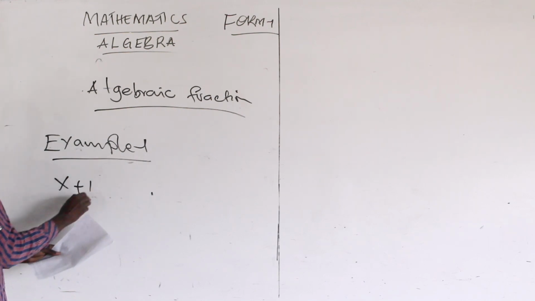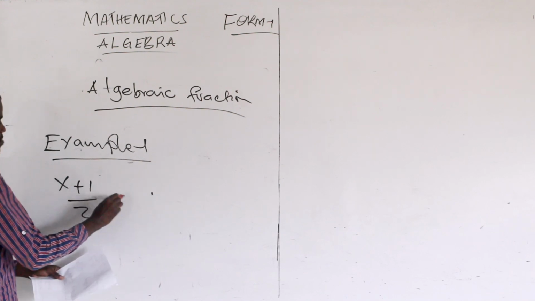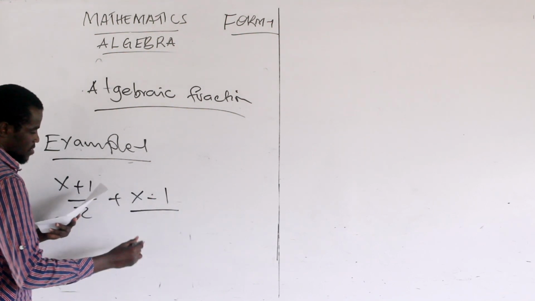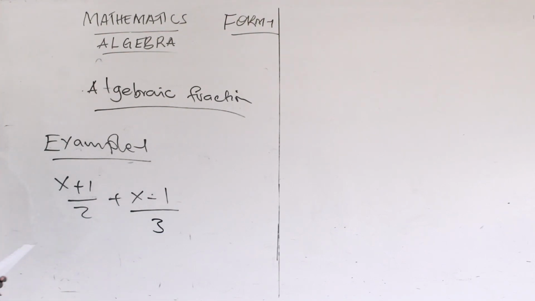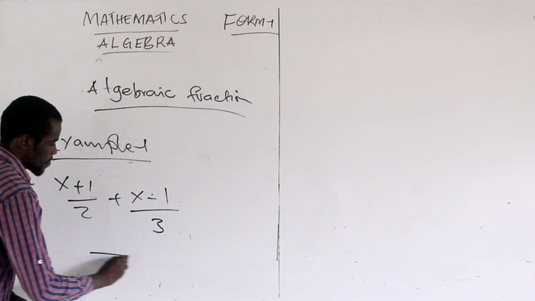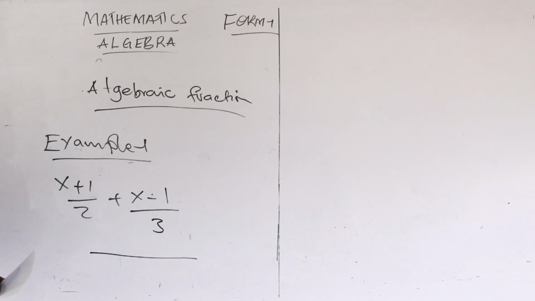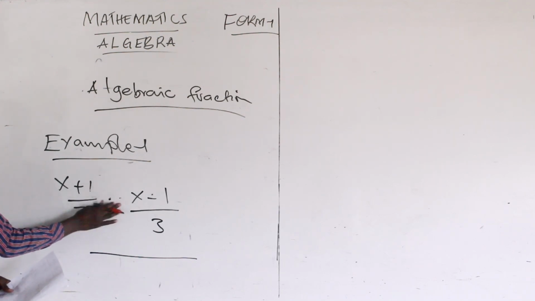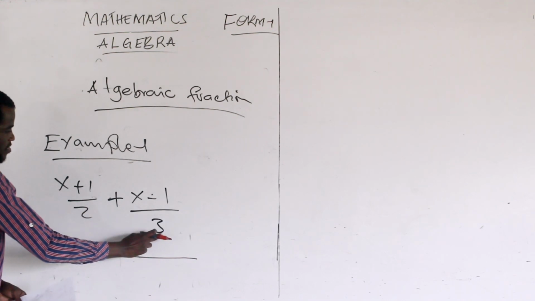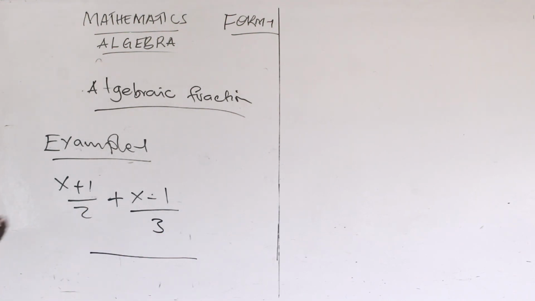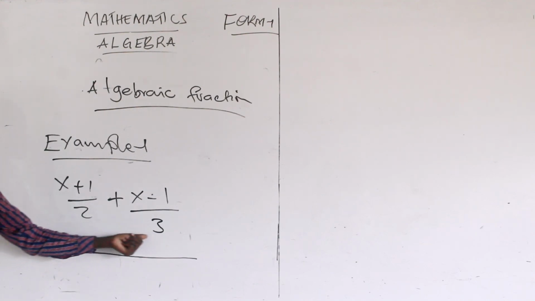example 1. For instance, you have this x minus 1. In this case, this is an expression that is put in the form of a fraction. It is an algebraic expression. So in this case, what you do first, find the LCM of the denominators. The denominators we have here are 2 and 3.